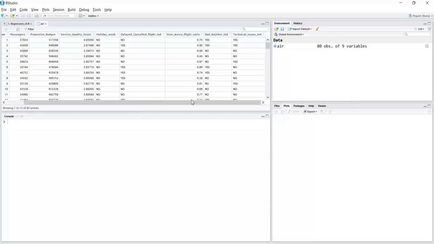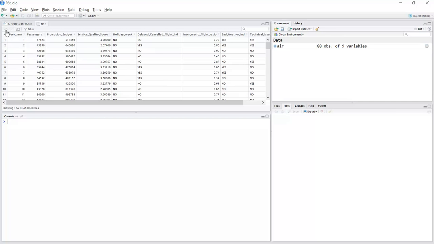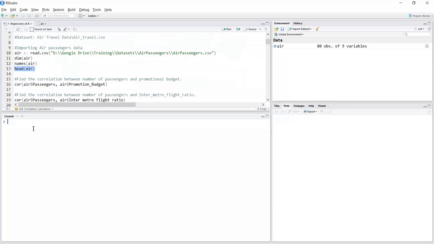Bad weather indicator, if the weather is bad in a particular week, do you think it has any correlation with number of passengers? Technical issues, if there are any in a particular week, does it have any impact or any association with number of passengers? To find the association between two variables, we need to use a function called correlation.